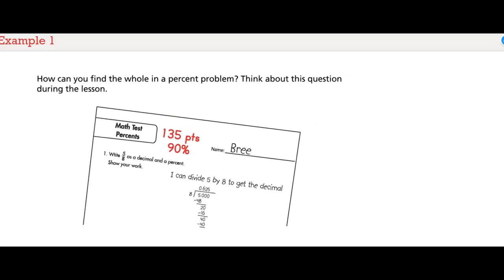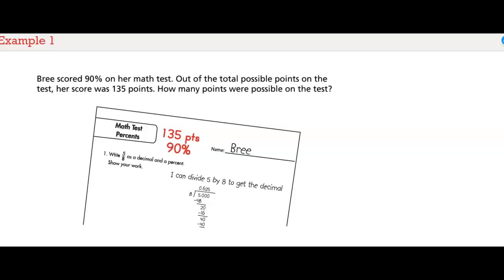How can you find the whole in a percent problem? Think about this question during the lesson. Bree scored 90% on her math test. Out of the total possible points on the test, her score was 135 points. How many points were possible on the test?